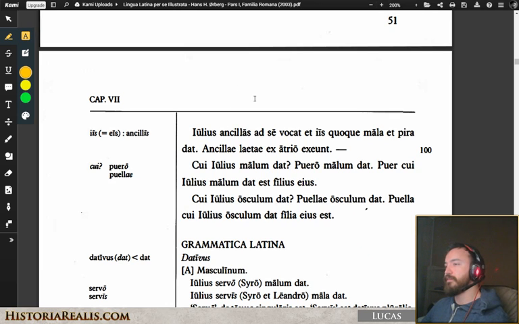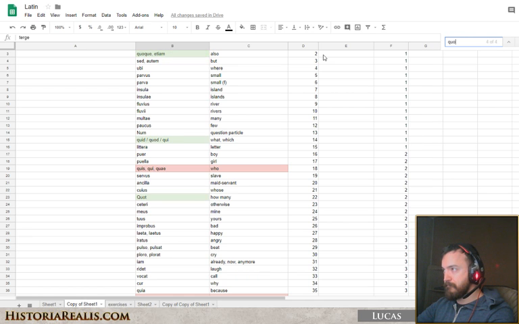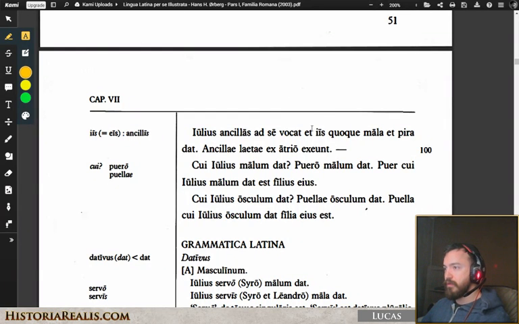Iulius ancillas ad se vocat, et is quoque mala et pira dat. So Iulius turns to the slaves and quoque, oh, so it's the same as etiam, I'm sure. And also gives them an apple and a pear. Ancillae laetae ex atrio exeunt. So the happy slaves exit to the atrium, or go to the atrium.